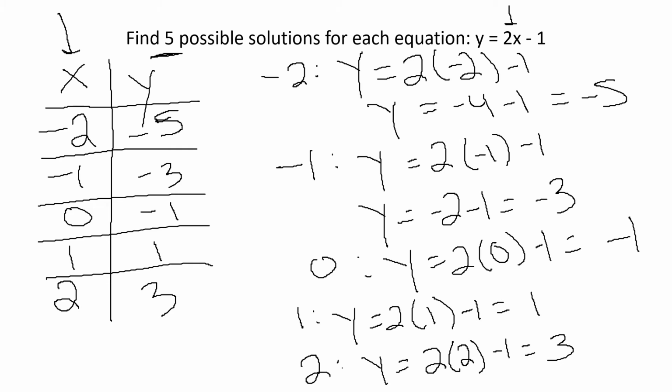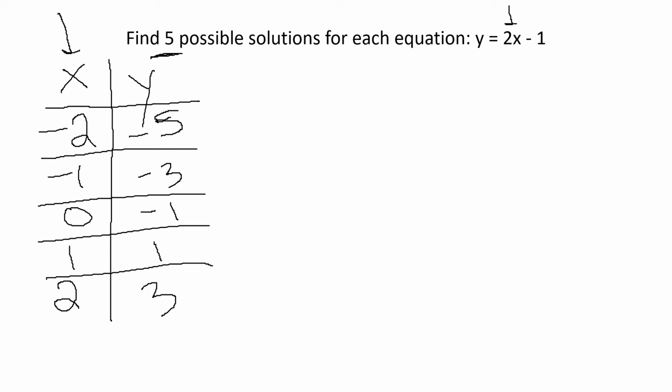If it tells you to find 3 possible solutions, then pick -1, 0, 1. If it tells you to find 10 possible solutions, pick 10 simple numbers. But pick values for X, plug that in and solve for Y, and then you're going to graph that. So let me clean up my space here and then we'll graph it.